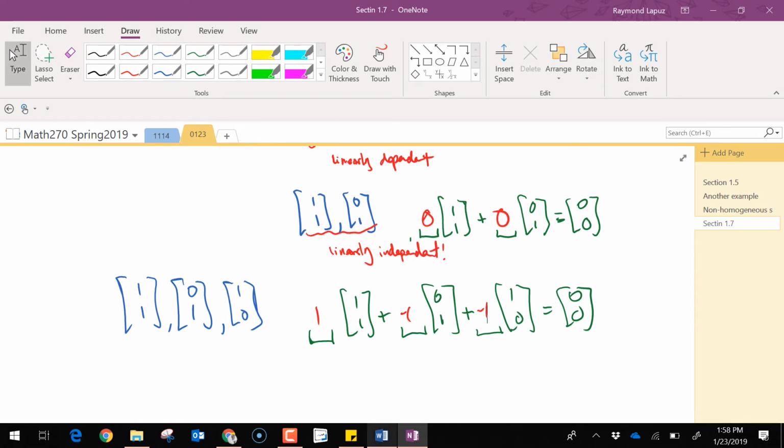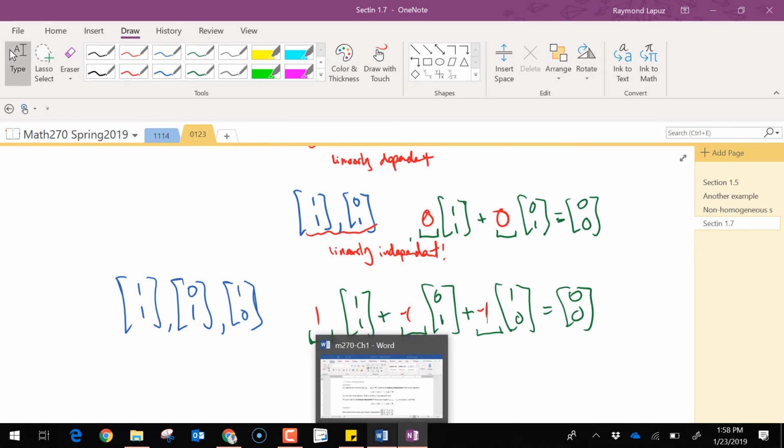All right. There's more to be said about linear independence, and maybe we'll talk a little bit more about that. But next time we really need to dive into the next section, which is linear transformations.